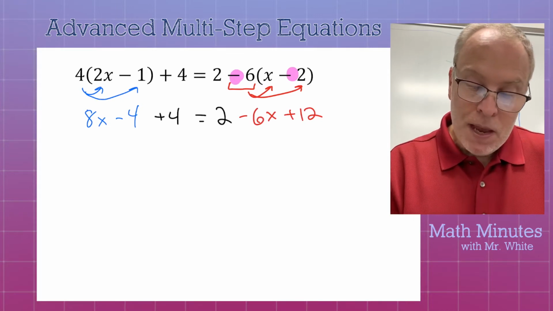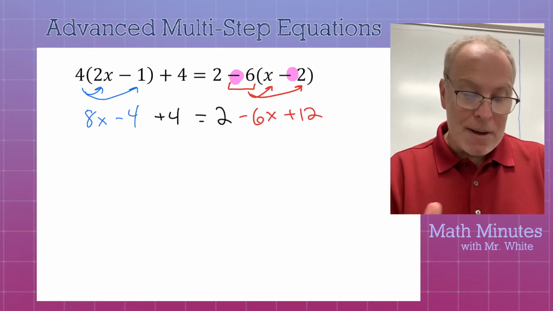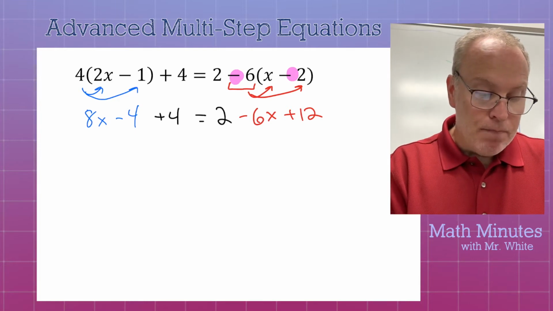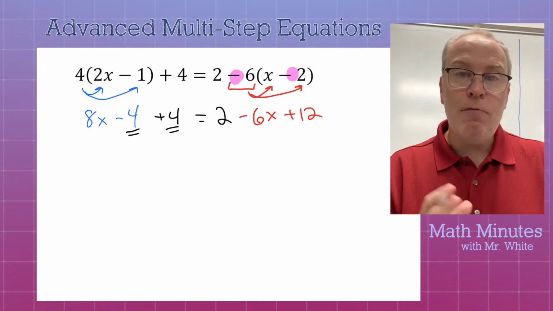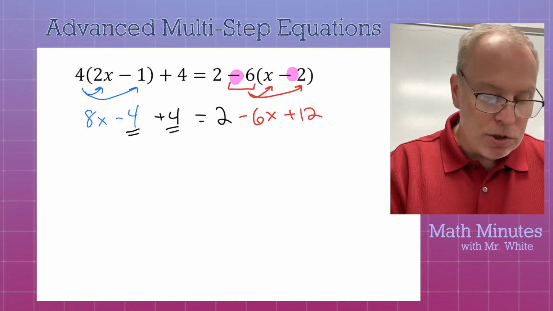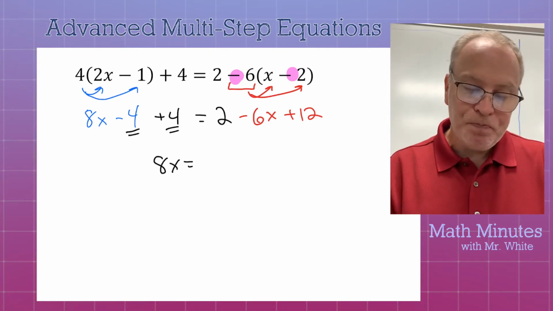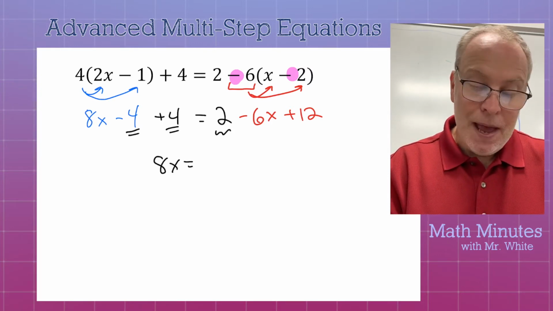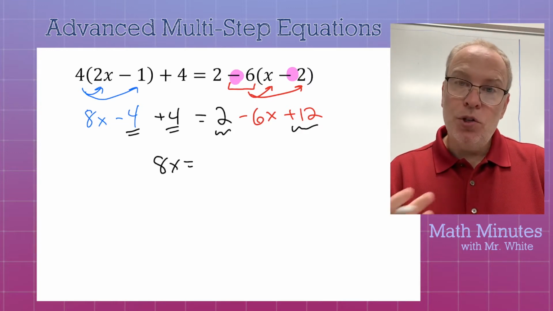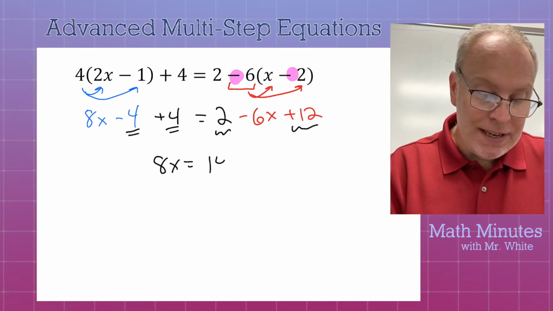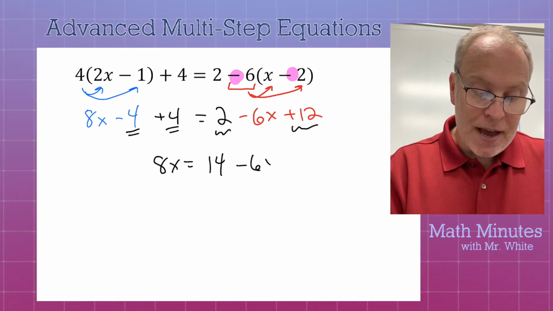Always check your work. Now I see some like terms, so we're going to combine like terms. This -4 and that 4, oh, this is nice, that adds up to 0. So we're left with 8x equals, and then on the other side, I see some constants, 2 and 12. Those combine to be 14 minus 6x.